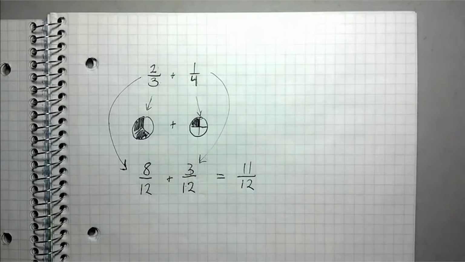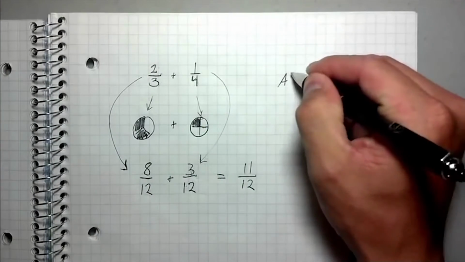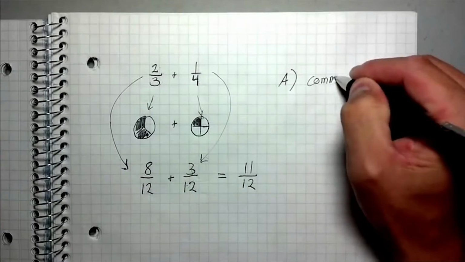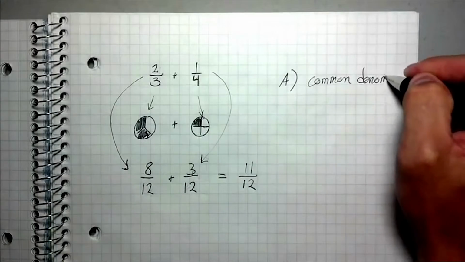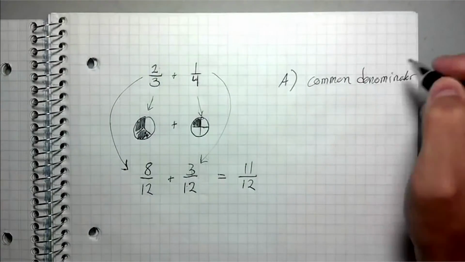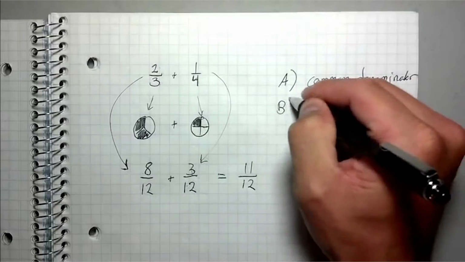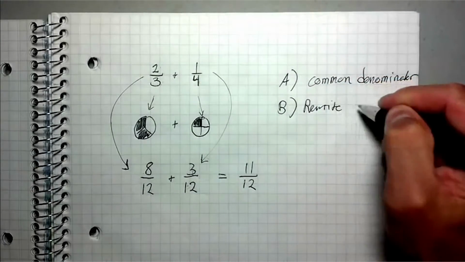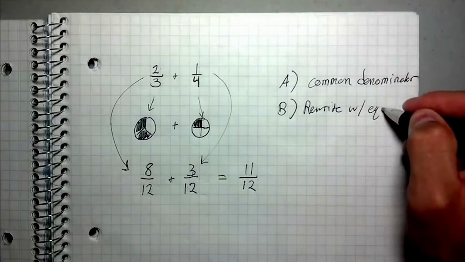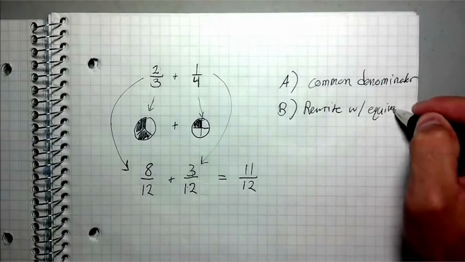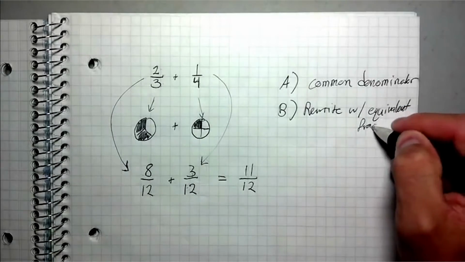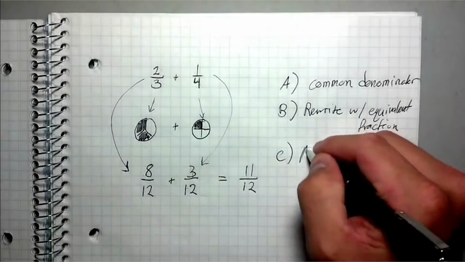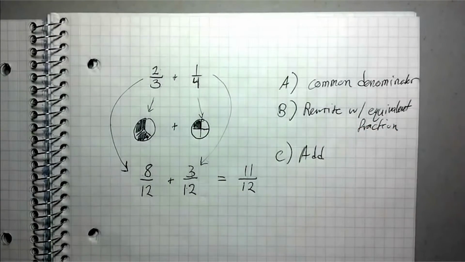Anyways, that's basically it. I'll do a little summary of what we just did. So step A was the common denominator. Step B was rewrite with equivalent fractions. And step C was add. And that's basically all there is to it.